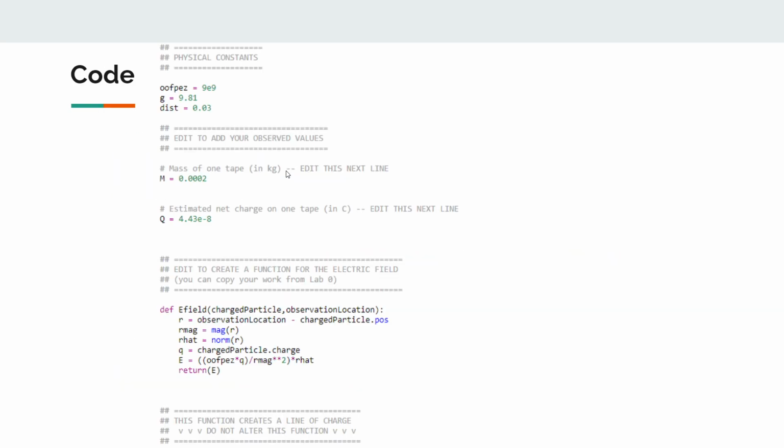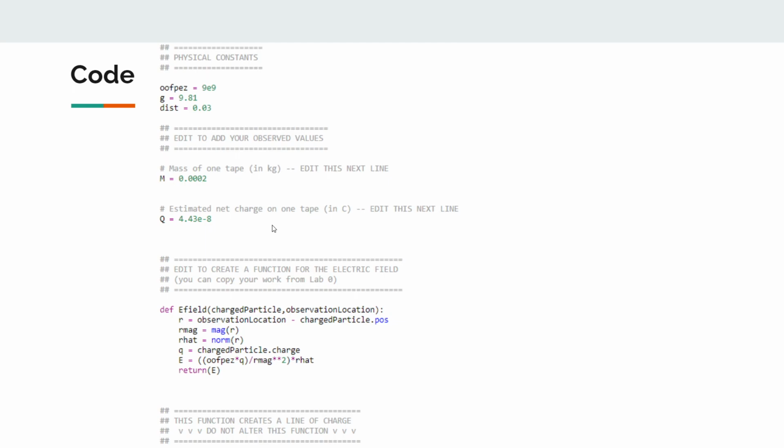For my code, I have my physical constants, which is 1 over 4 pi epsilon naught, which is 9 times 10 to the 9th, 9.81, 0.03 for my distance, mass of 0.002, and my charge from the previous lab, 4.43 times 10 to the negative 8 power.